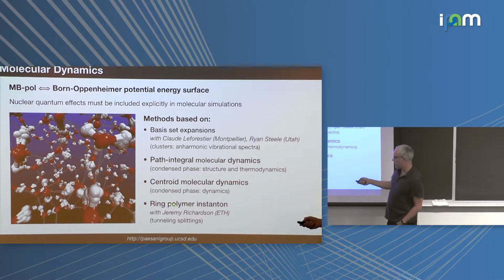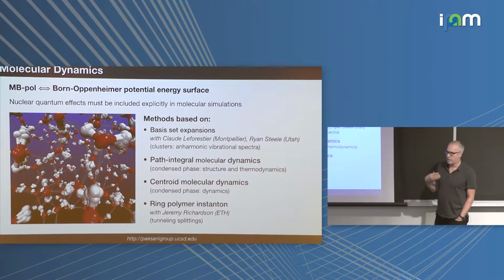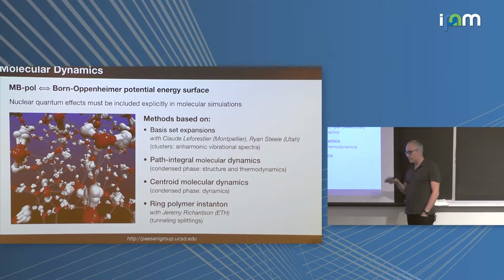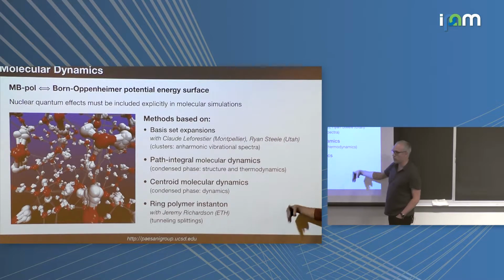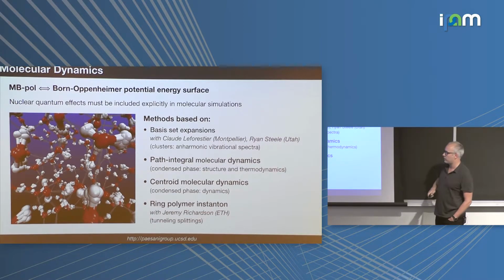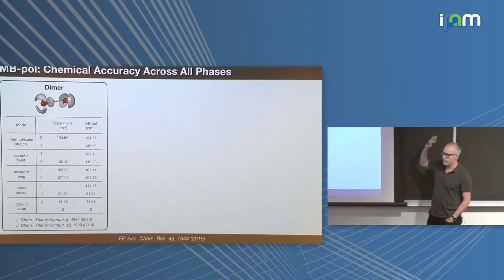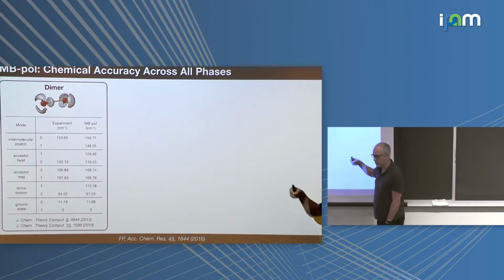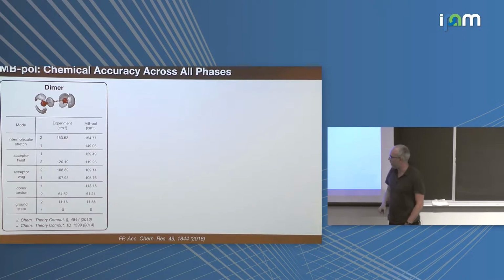Centroid molecular dynamics and ring polymer instanton instead are approximate theories, and so even if you have the exact Hamiltonian, the result that you are going to get with these two methods is not going to be the exact quantum mechanical result. And so just very briefly, I will show you that these things work, and I will try to use this method to learn something about the physics of the system.